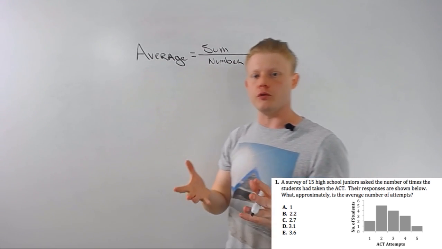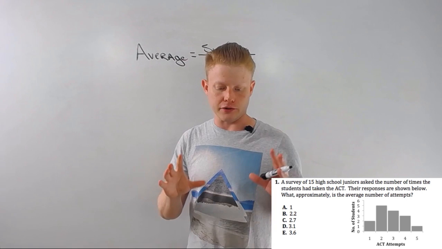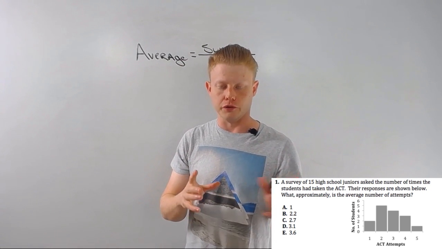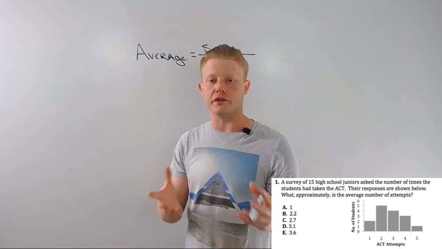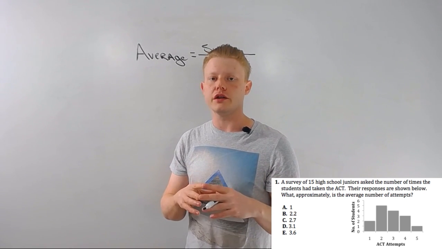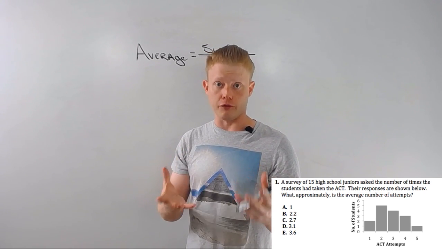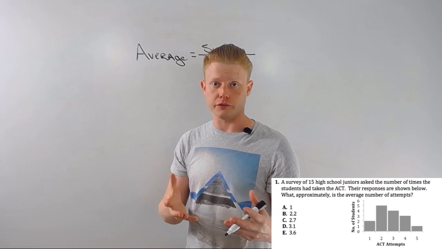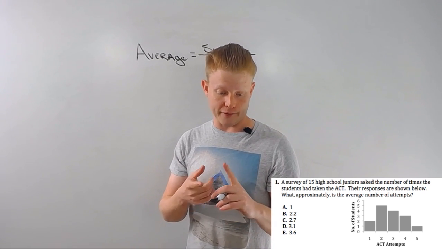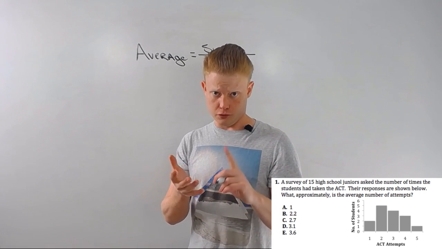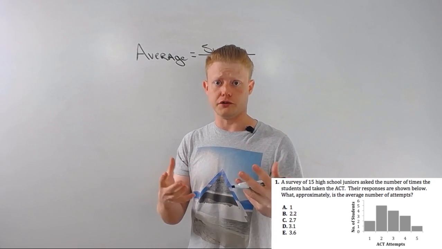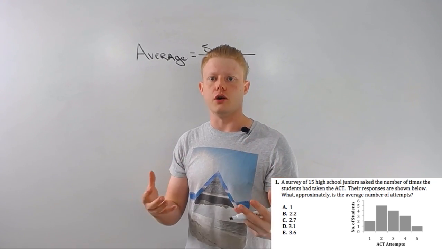Now, the trap people fall into is that they either average the number of attempts, 1 plus 2 plus 3 plus 1, or they average the number of students. You don't want to do that. What you want to do is count everyone and their number of attempts. To do that, you have to count 2 ones, 1 plus 1. 5 twos, 2 plus 2 plus 2 plus 2 plus 2. And so on and so on and so on.